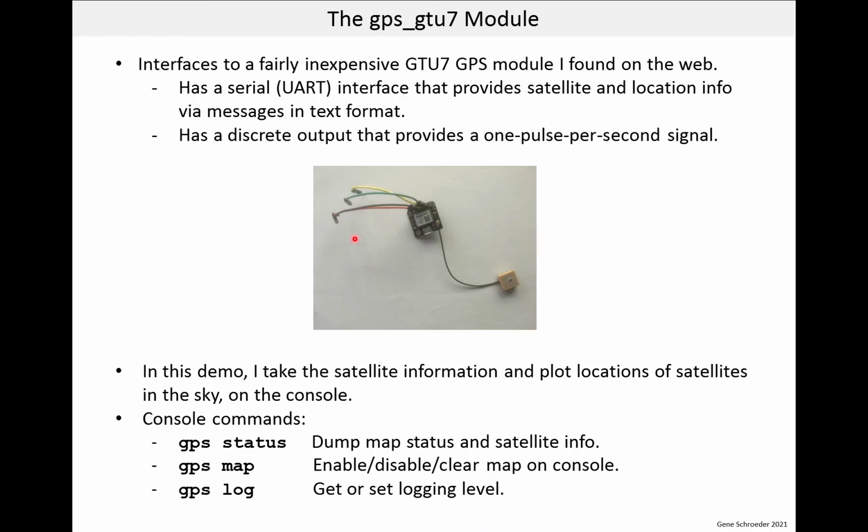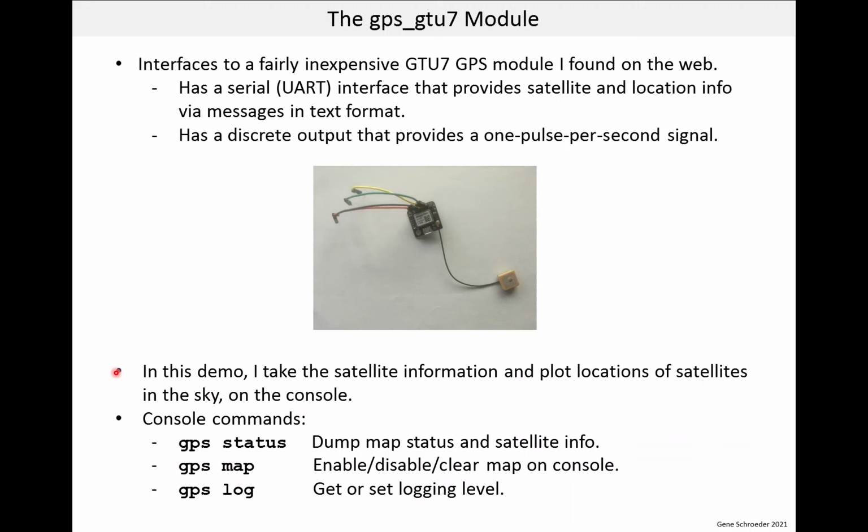So here's a picture of the hardware. These wires here are for the UART interface and the 1 pulse per second signal. And this antenna came with the unit, and it connects to the module with a very tiny RF connector right here. So I was wondering what I could do for a demo.